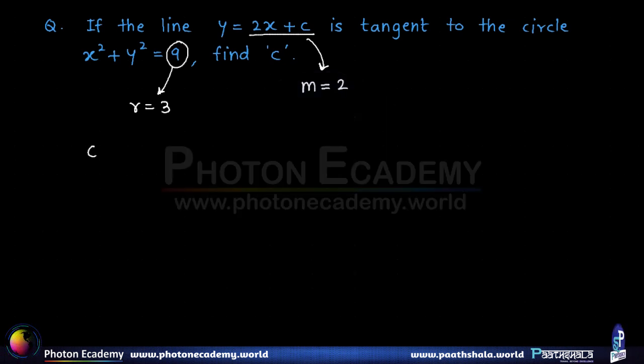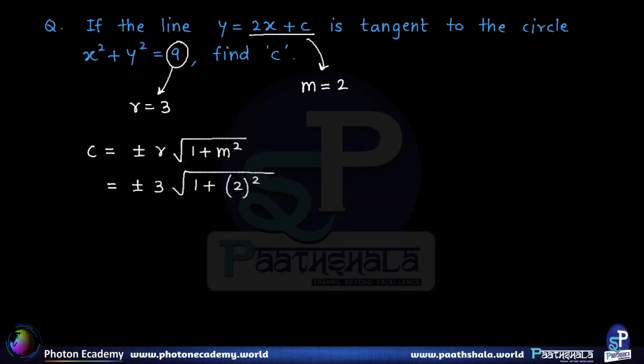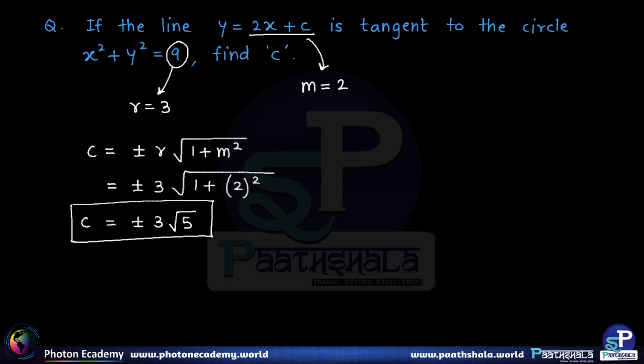We have just seen that c has to be equal to plus or minus r into root of 1 plus m square. So it should be plus or minus 3 into root of 1 plus 2 square. Therefore c turns out to be plus or minus 3 root 5. So if c has either of these two values, only then will the line be tangent to the given circle.